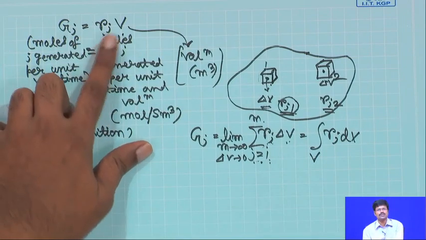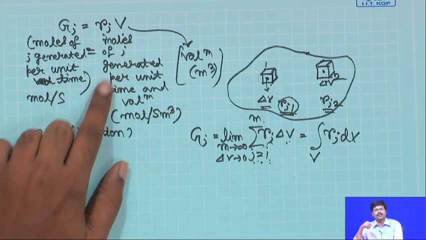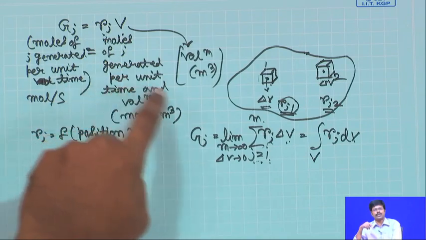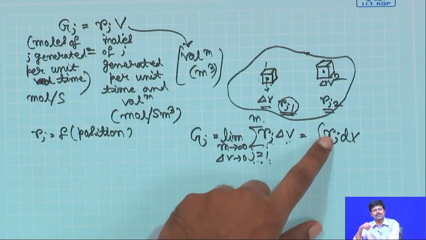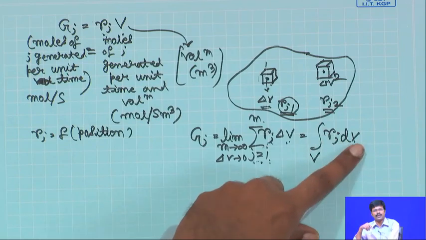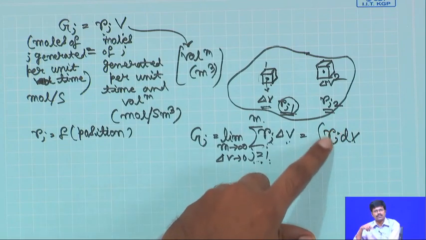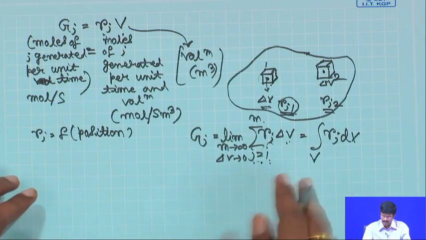So, Gj equals Rj into V, but if the composition is not uniform, let us say, or temperature is not uniform, then your moles of J generation per unit volume and unit time will change from point to point, and then you have to actually integrate over the whole volume. Rj may not be independent of volume, so Rj will be some function of V. If you know the functional form, then you can integrate, and this becomes your overall expression.